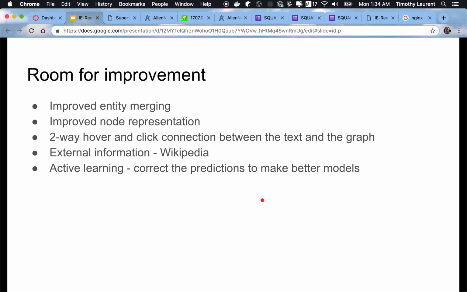It would be great to add some two-way hover and click connection between the text and the graph. I think that would really add to being able to connect what's in the graph with what's in the text. And then adding external information like Wikipedia data, which goes back to the knowledge base. And then potentially this could be used as an active learning framework where it shows you its best attempt at a knowledge graph. And then you could correct it and merge entities together or separate entities apart. And that could be used as material to train the model.